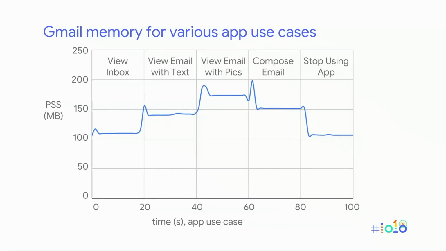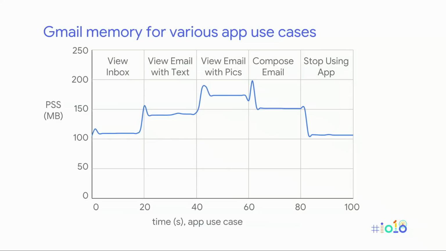So how does an application use case impact memory? What I've done here is I started using Gmail, and I've switched to different use cases in the application over time. So every 20 seconds I switch. I started by viewing the inbox. It's using just a little over 100 megabytes PSS.